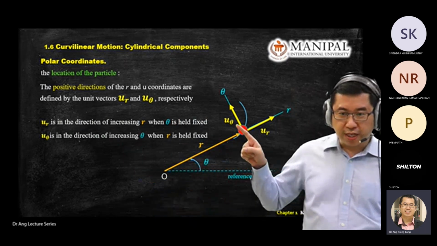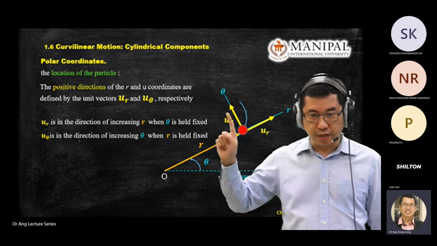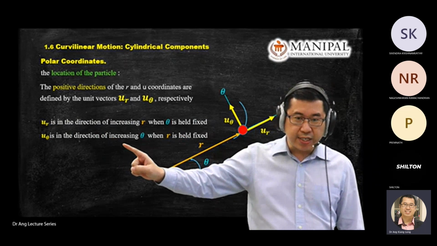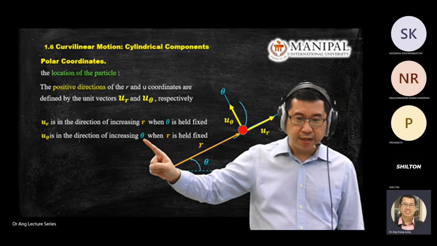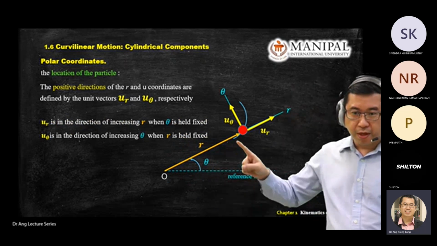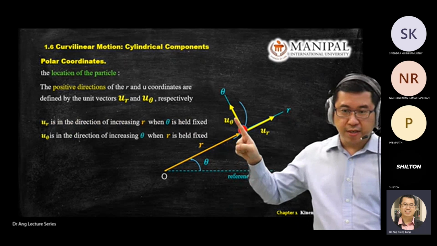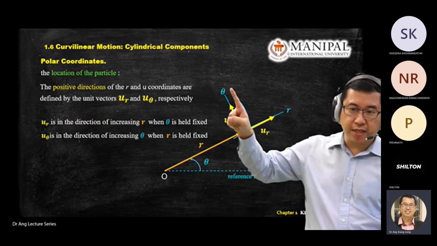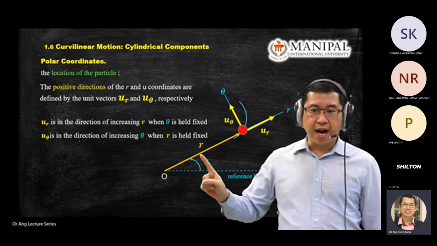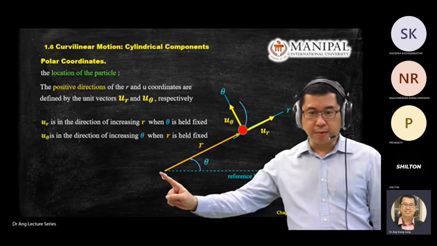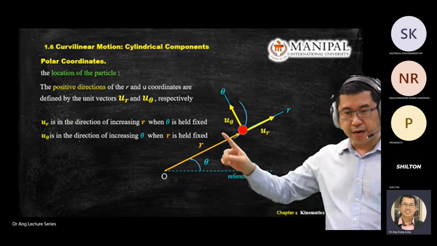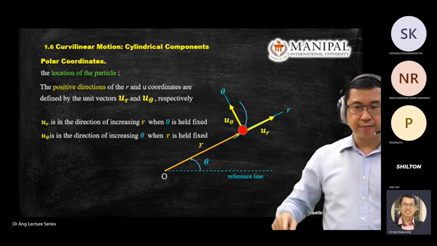Now we focus on this component, the transverse coordinate direction. u theta is a direction of increasing theta when r is held fixed. This direction can increase in the theta axis with one condition. Your r cannot be changed. Your r must be fixed all the way along the direction of the u theta.